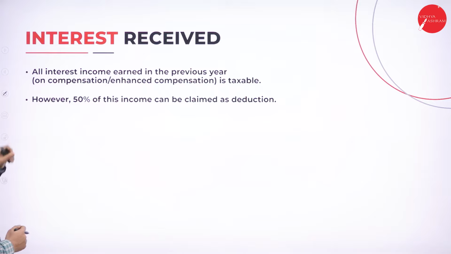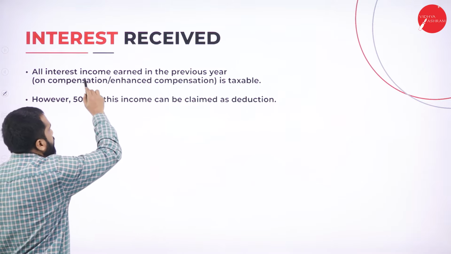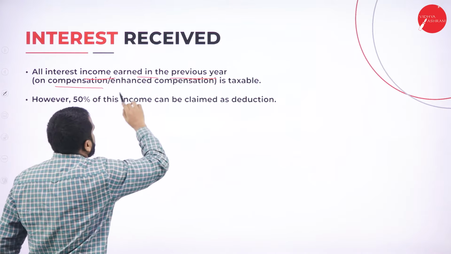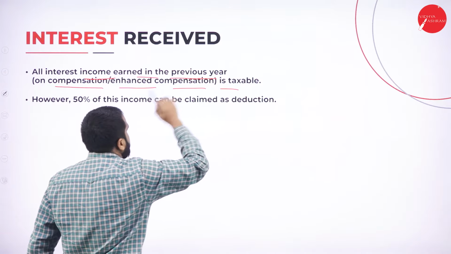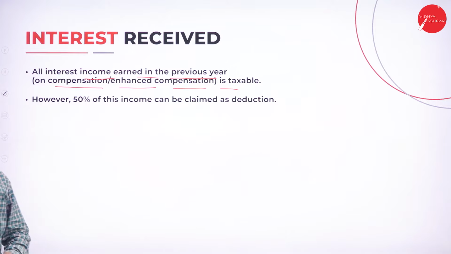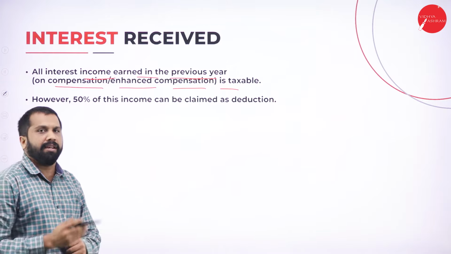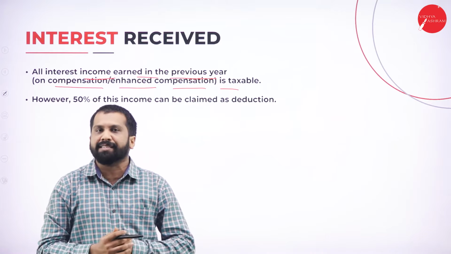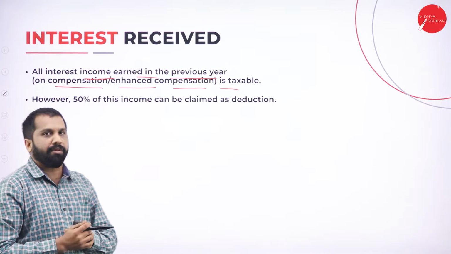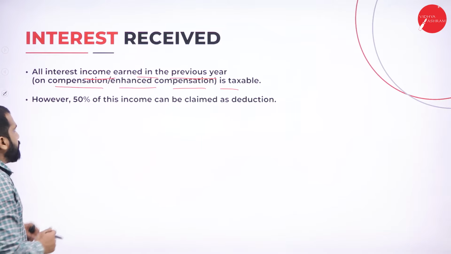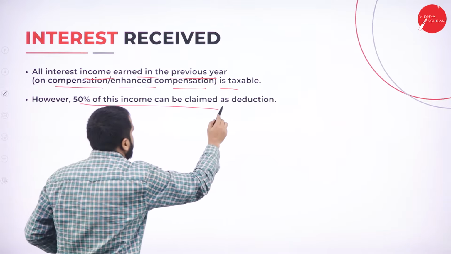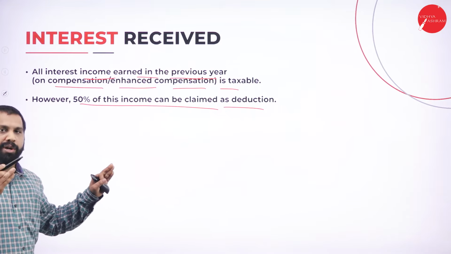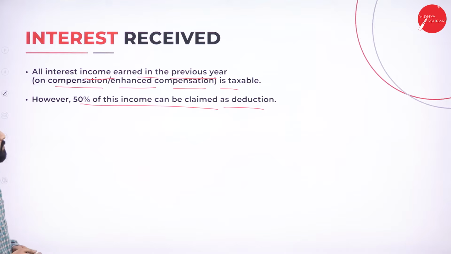Next, interest received. All the interest income earned in the previous year on compensation, enhanced compensation, is taxable. All the interest comes under the taxable limit only. In that also, I'll give you the limit, the amount above which it is taxable. I'll tell you those amounts also. However, 50% of the income can be claimed as deduction. These things I'll explain while doing the problems.